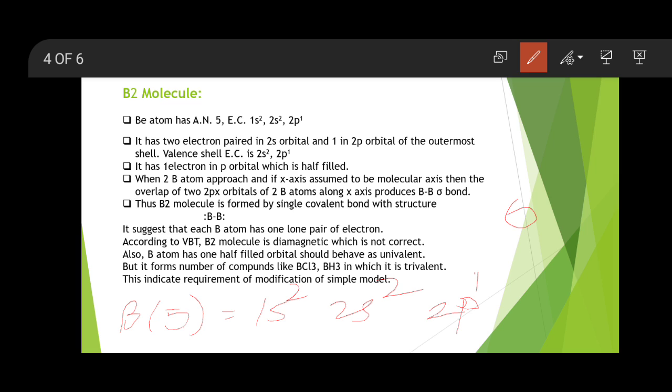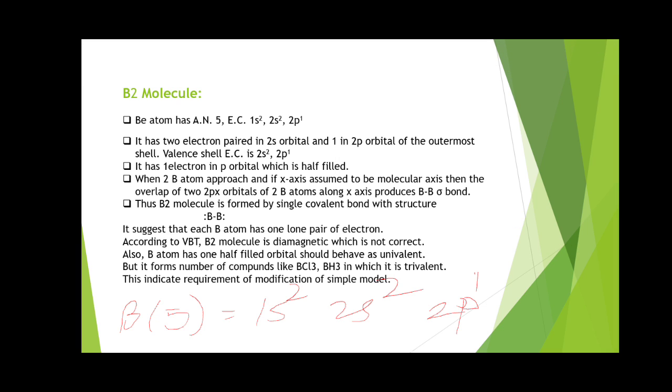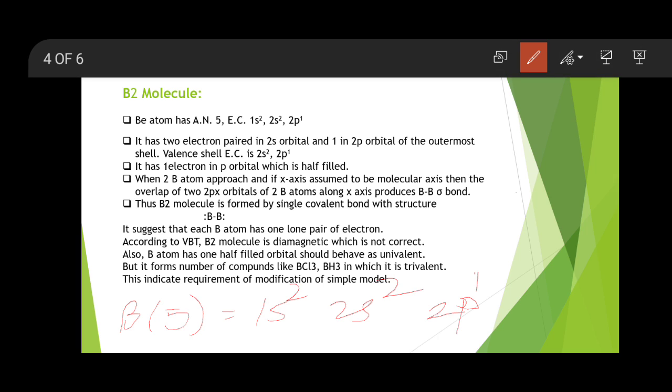So this can be written like this: 1s2, 2s2, 2p1. Now 3 electrons are present in the valence shell. So the valence shell electronic configuration of boron is 2s2, 2p1. Now here in the valence shell of boron, 2 electrons are paired in the 2s orbital and 1 electron is unpaired in a 2p orbital. It has 1 electron in the p orbital which is half-filled.